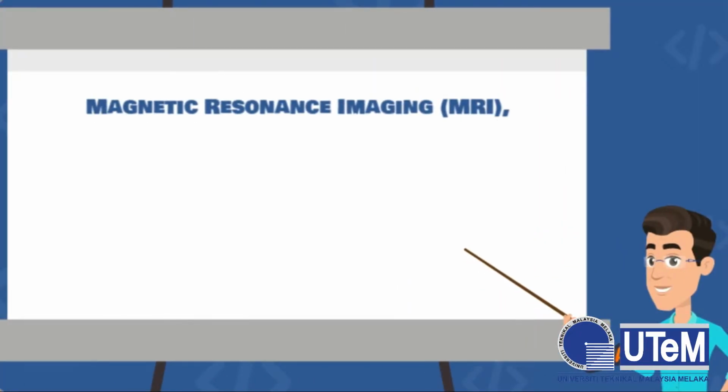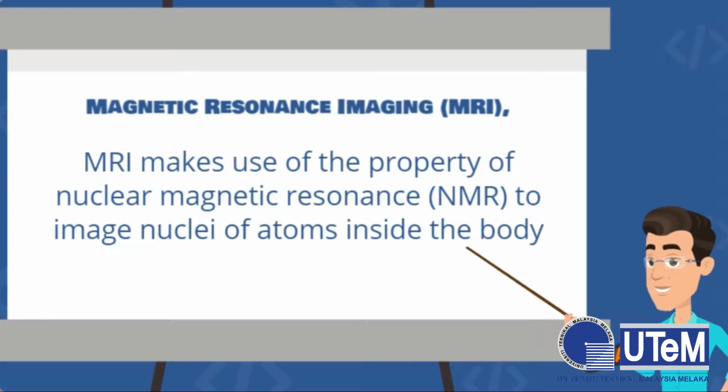Introduction to MRI. Magnetic Resonance Imaging, MRI. MRI makes use of the property of nuclear magnetic resonance, NMR, to image nuclei of atoms inside the body.